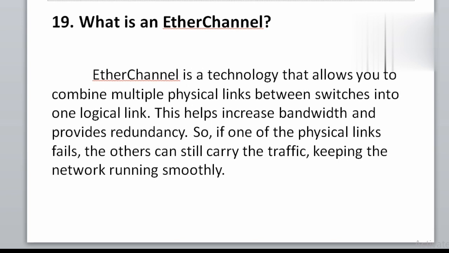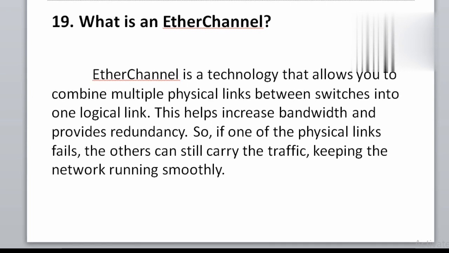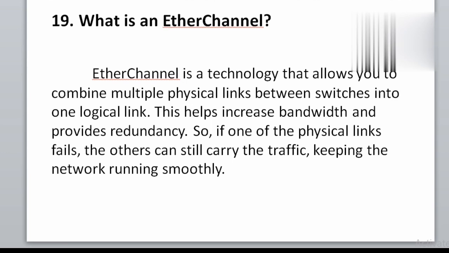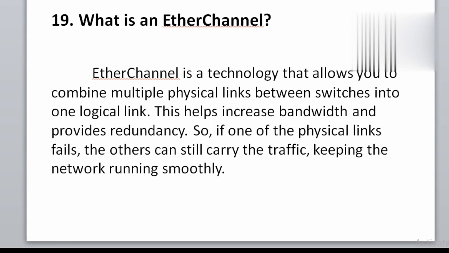Suppose one port has the capacity to send data at 10 Mbps. In that case, we combine 4 to 5 links together and they work as one. So we can send data at like 30 Mbps or 40 Mbps with the help of that combined port. That is called an EtherChannel.